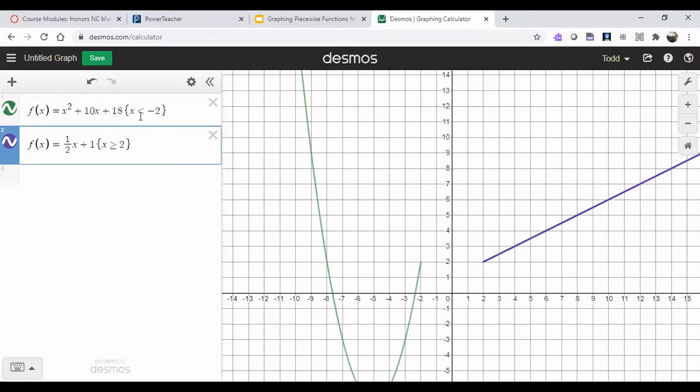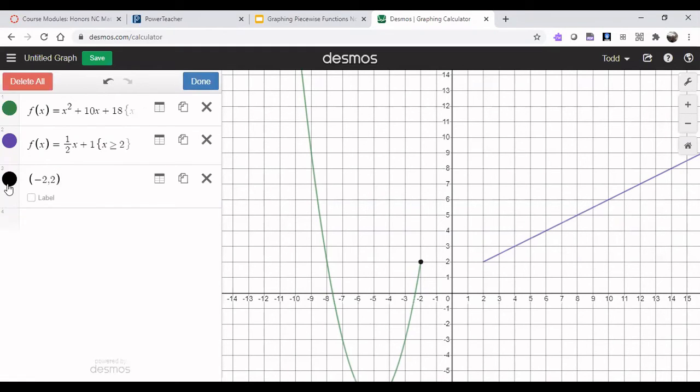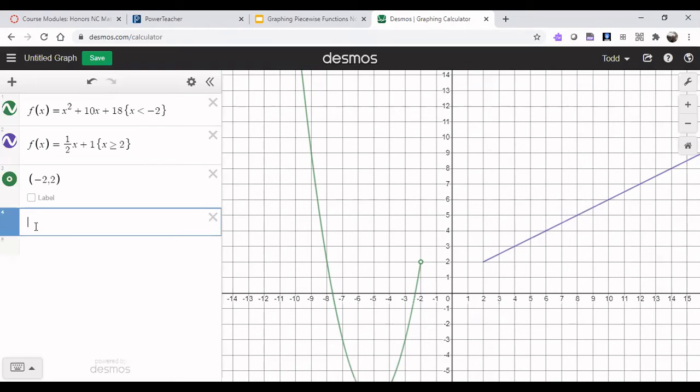Now the first one should end in, so it's ending at -2, 2. To do a point, it's just regular parentheses, but that should be an open circle and green to match the green, right? So the first one ends in an open circle. The second one has the closed circle. And it's at 2, 2. And it's a closed circle. I'm not going to worry about changing the color for that, but you get the idea.